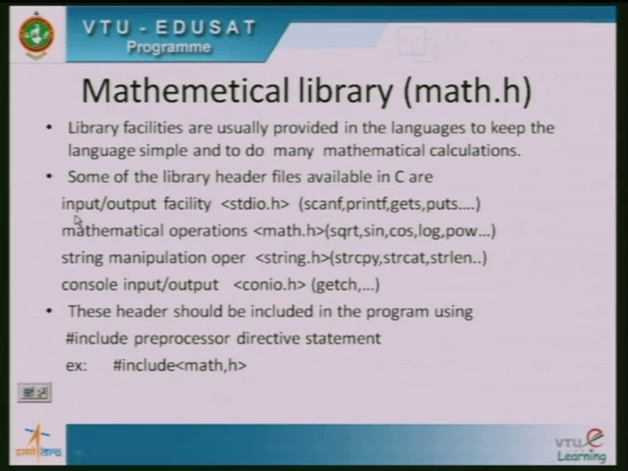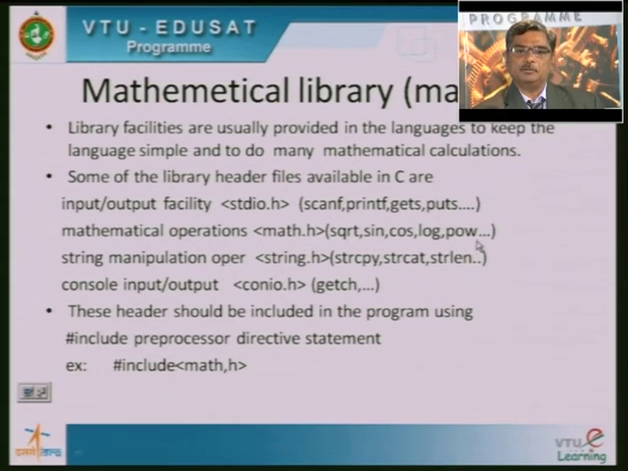Some of them are given. For input output facility, use stdio.h, inside which scanf, printf, gets function, puts function are all written. In math.h, mathematical operation functions are written: square root, sin, cos, logarithmic, power, and many such functions you can directly use in your programming. If you want string manipulation, to concatenate 2 strings or copy the value of one data to another, you can use strcpy, string copy, strcat, string concatenation, and length of the given string. When you understand the string chapter, you will understand how to use these functions.